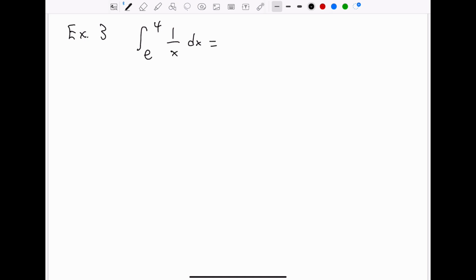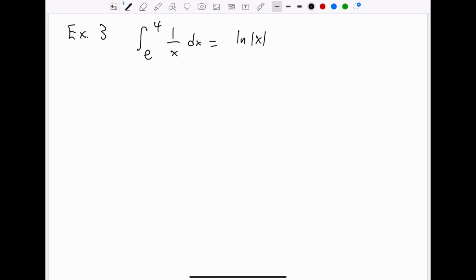Our first step is to find the antiderivative of 1 over x. That is natural log of the absolute value of x. This is a very, very common antiderivative in calculus 2. This is an integral that we want to be very, very confident and familiar with.